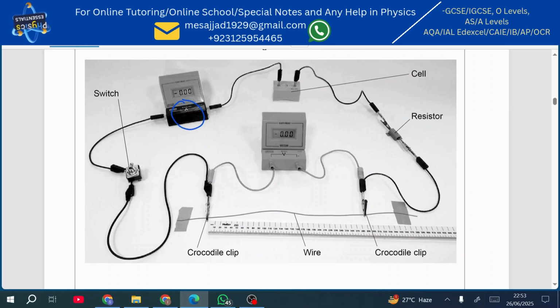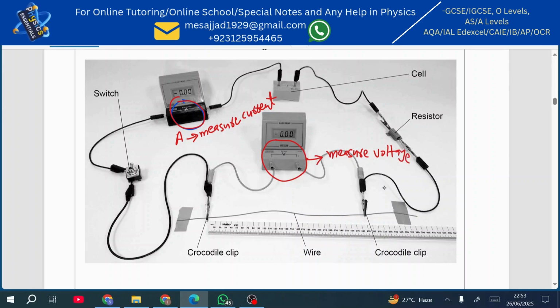If you take a look, let me change the color of the pen. This is voltmeter and this is ammeter, and you should know that an ammeter is used to measure current. Okay, and this voltmeter is used to measure the voltage. You can see that all of them are connected in series, and that is the piece of wire, the length you are measuring with a meter rule.